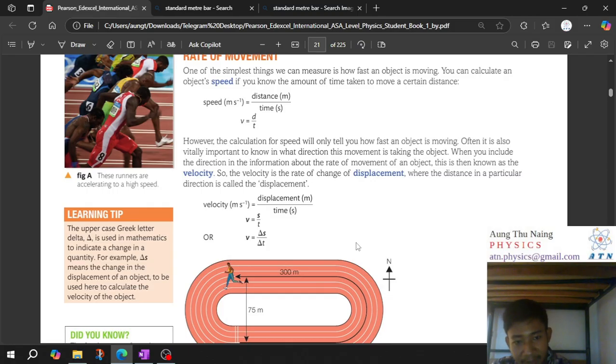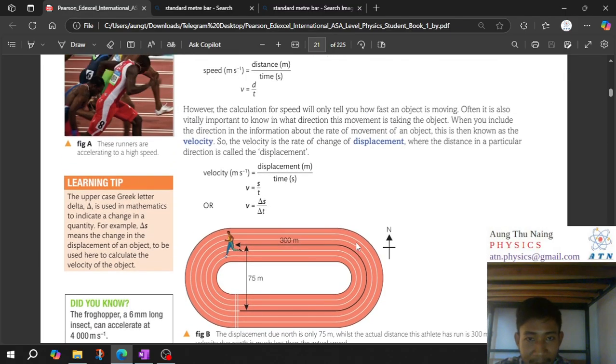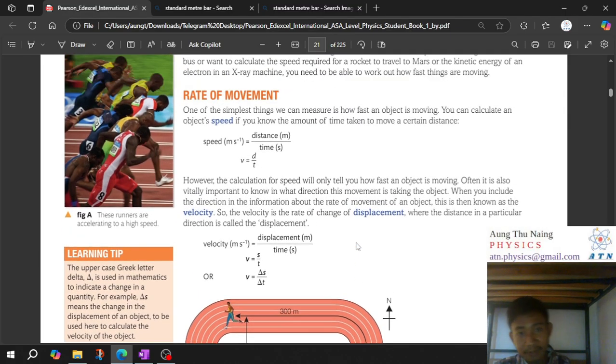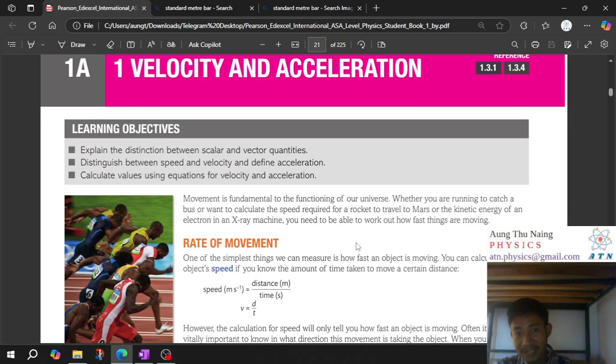And delta S divided by delta T, that is the velocity, and velocity is a vector quantity. I will discuss velocity in the next video, and I discussed motion, distance and speed in this video.